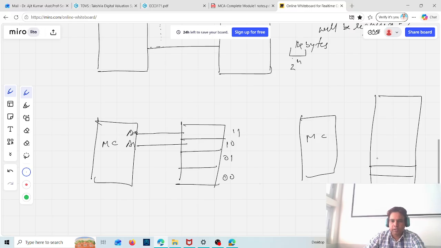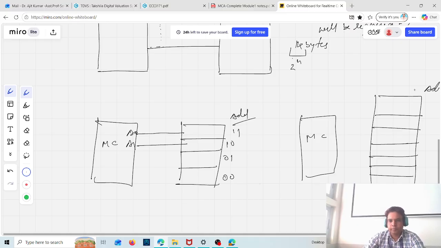So 1, 2, 3, 4, 5, 6, and then 8. You know that you will need 3 bits here to assign the address. This is where the address is. So for this memory chip you need 3 bits, that is 000, 001, 010, then 011, that is 3, then 4 is this, then 5, then 6, and then 7. So I need 3 address lines here, A0, A1, A2. So this is actually the case.